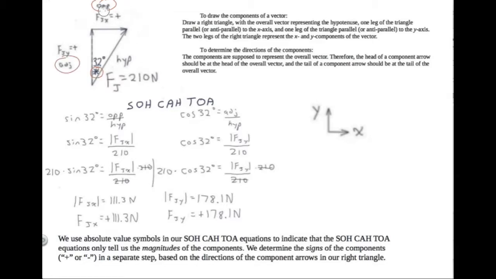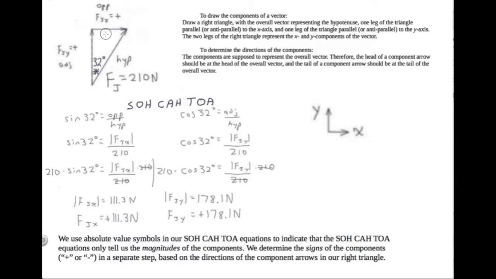Which leg is opposite and which leg is adjacent depends on the angle that you're focusing on. If we had chosen to focus on this angle, then we would have different labels for which leg is opposite and which leg is adjacent. That's why it's helpful to label the angle that you are focusing on with an asterisk. Now we can use our SOHCAHTOA equations.